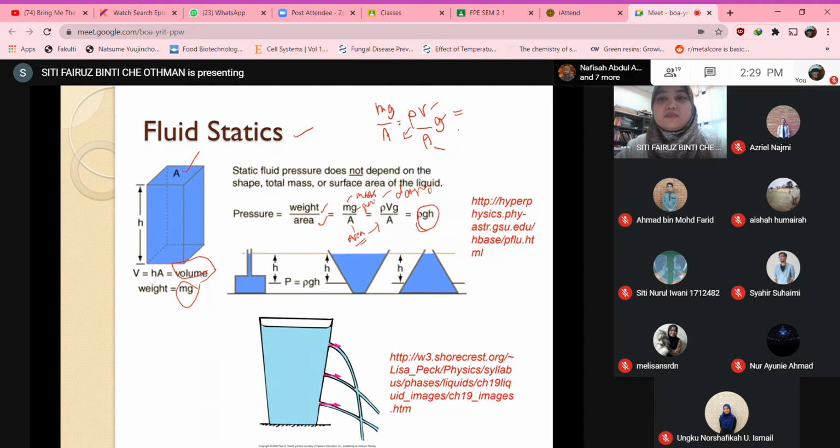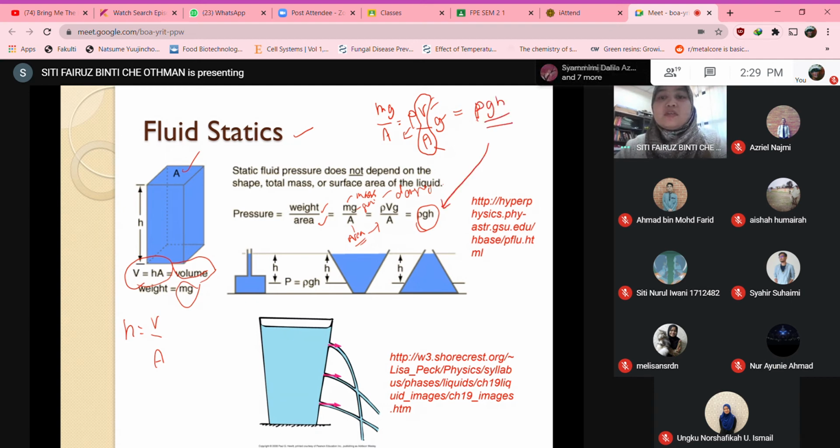Because P, if you notice, this A equals this. So H equals V over area. So that's why the finalized version is ρgh.